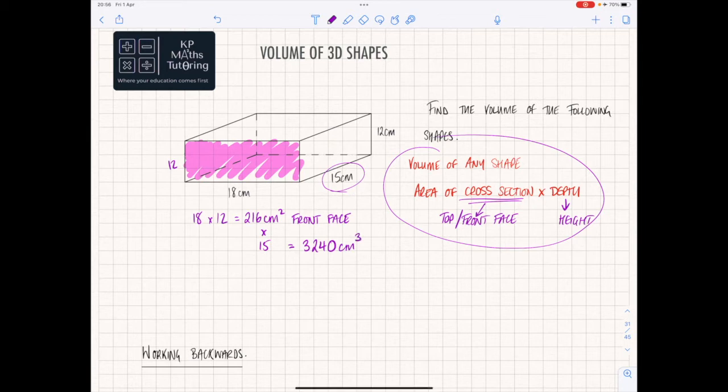So yes, you could just do 18 times 15 times 12 and you would get the same answer, but what you need to remember is that for different shapes you need to be able to find the front face and then times it by the depth. So that's your cubes or a cuboid. Obviously if it was a cube, it would basically end up having the same number that you're multiplying. With a cuboid, you're going to have different values.